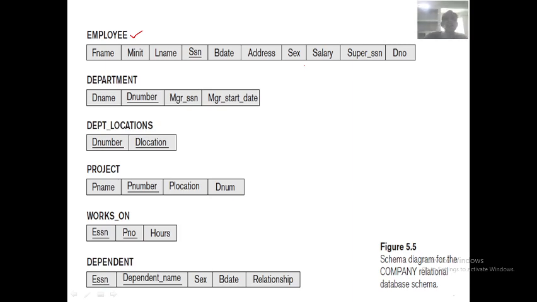Now explain which is the primary key, the key attribute. SSN number, SSN is the key attribute. Then what is super SSN? Foreign key. Which table will it refer to?